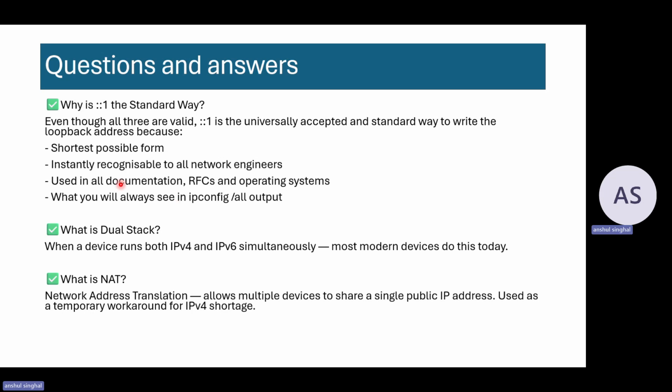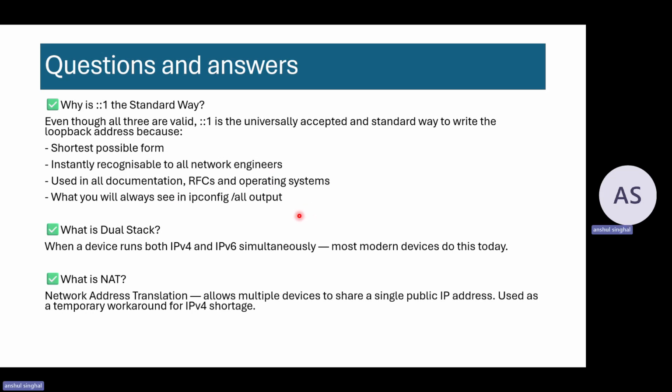That's why we say it is instantly recognizable to all network engineers, and used in all the documentation, RFCs, and operating systems. You might also see the same shorthand notation of ::1 in the ipconfig /all command output. That is why it is the standard and universally accepted way to write the loopback address like this.